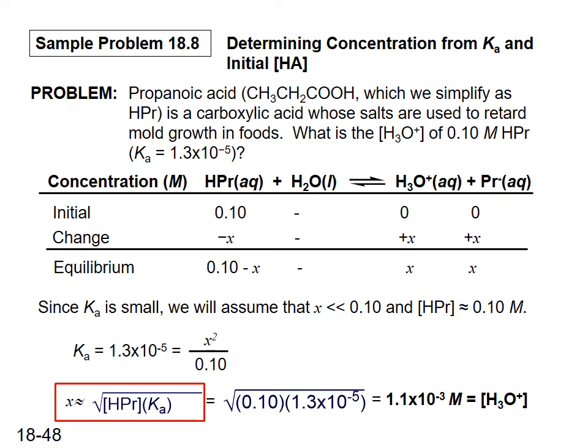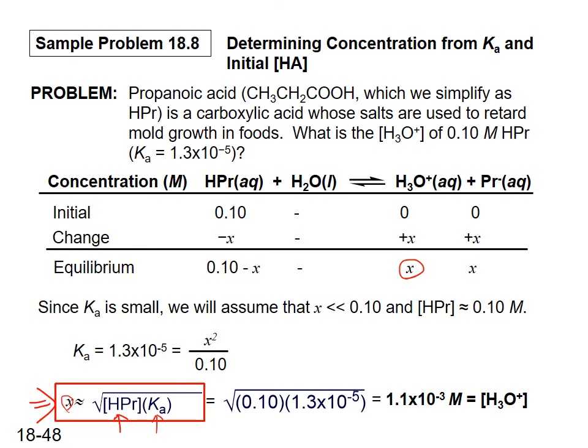In this problem, we have derived a very interesting and useful equation, and that is the hydronium ion concentration at equilibrium for a weak acid. So X is the change, also the hydronium ion concentration, equals square root of the initial acid concentration multiplied by Ka. So that's a very interesting and also useful equation to remember.